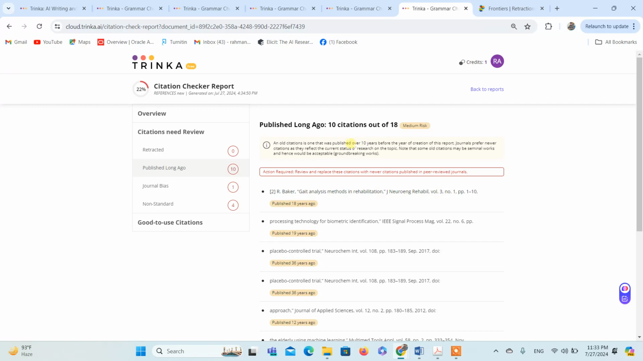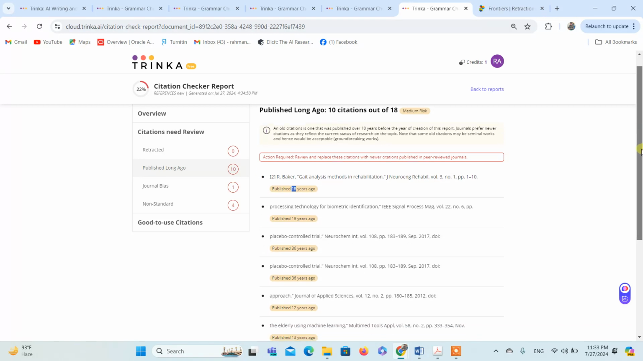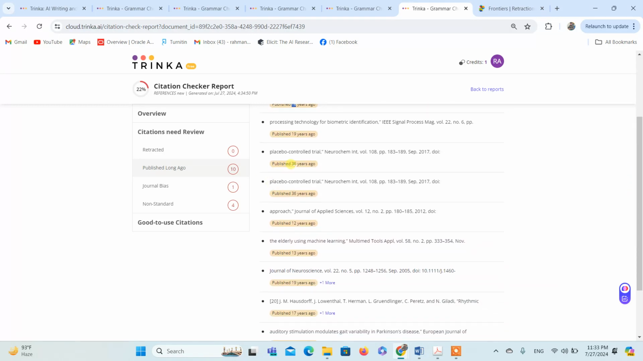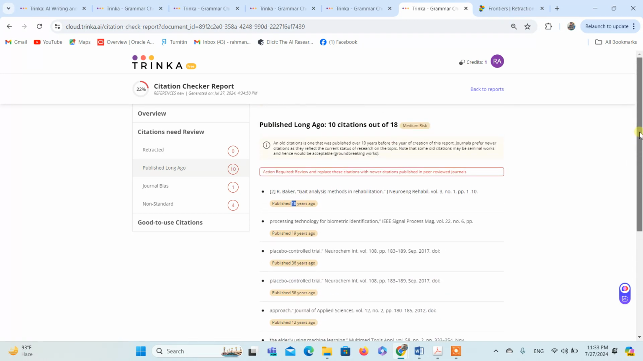This means that a citation or paper which was published 10 years ago will be considered as published long ago. Here we can see that some of these research papers were published 18 years ago, 19, 36, 36, and 12. It is not recommended, and it is not a sign of a good quality paper, to cite a paper last published 36 or 50 years ago.